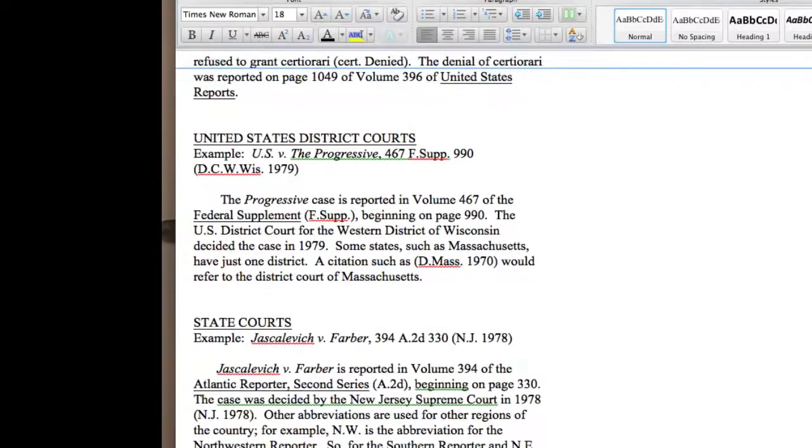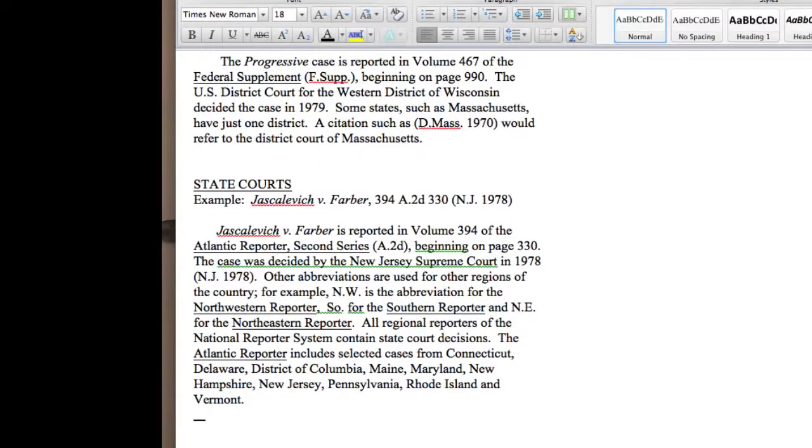State courts are pretty similar. So this is, I'm going to fail this one badly, Jaskelevich v. Farber, which was actually a rather famous case, was reported in volume 394 of the Atlantic Reporter, which is A., the second series, which is 2d, and begins on page 330. The case was decided by the New Jersey Supreme Court in 1978. So that's what N.J. 1978 stands for.